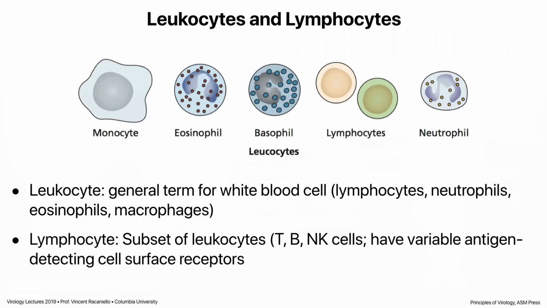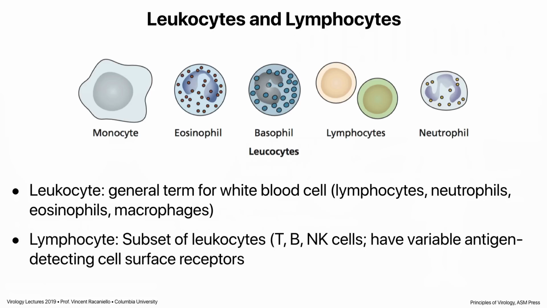So that's a leukocyte. A lymphocyte is a subset of these leukocytes and includes T cells, B cells, and NK, natural killer cells, which we talked about last time. And these are distinct because they have variable antigen-detecting cell surface receptors, and we'll talk about those today. That's what distinguishes the lymphocytes from all of the other white blood cells.